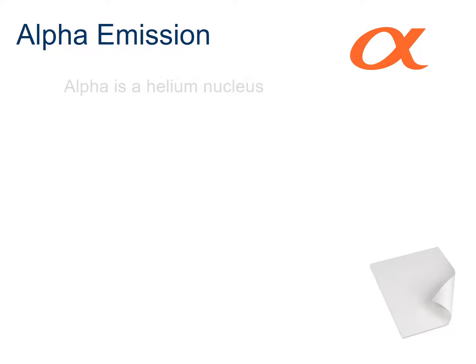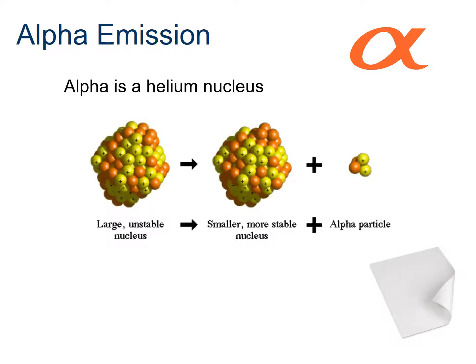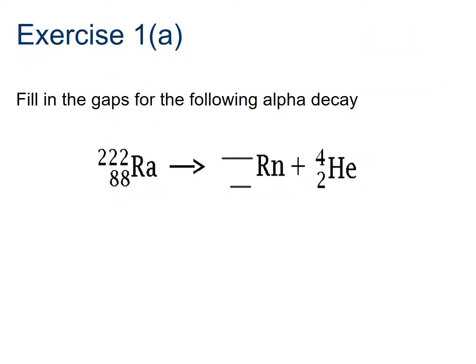So alpha emission, alpha particles, a helium nucleus, 2 protons plus 2 neutrons. There's a large unstable nucleus, for example americium-241-95, decaying to neptunium-237-93. And you can see the equation there at the bottom. Notice that the 237 and the 4 add up to give 241, and the 93 and the 2 add up to give 95.